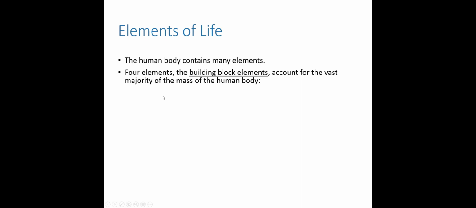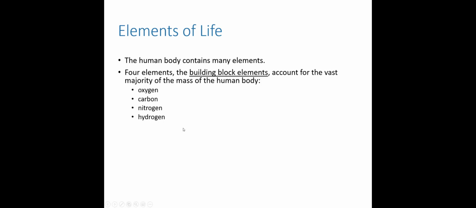Let's really hone in on the elements which are particularly important to living beings. So we have many, many different elements contained within our body, but 4 of them are probably going to be the most important, at least in terms of the mass in our bodies. And so these 4 building block elements are oxygen, carbon, nitrogen, and hydrogen.